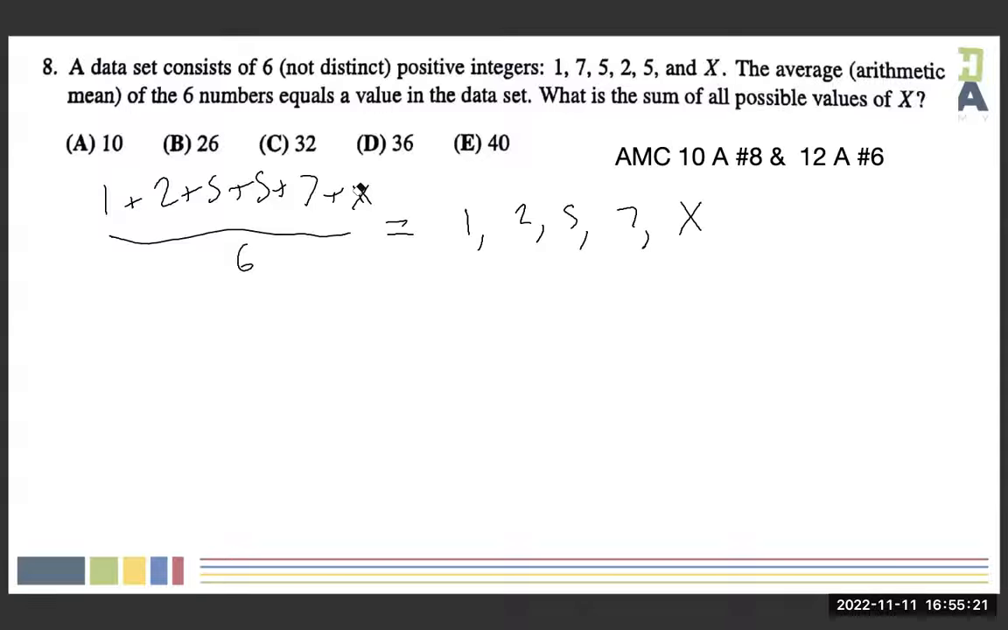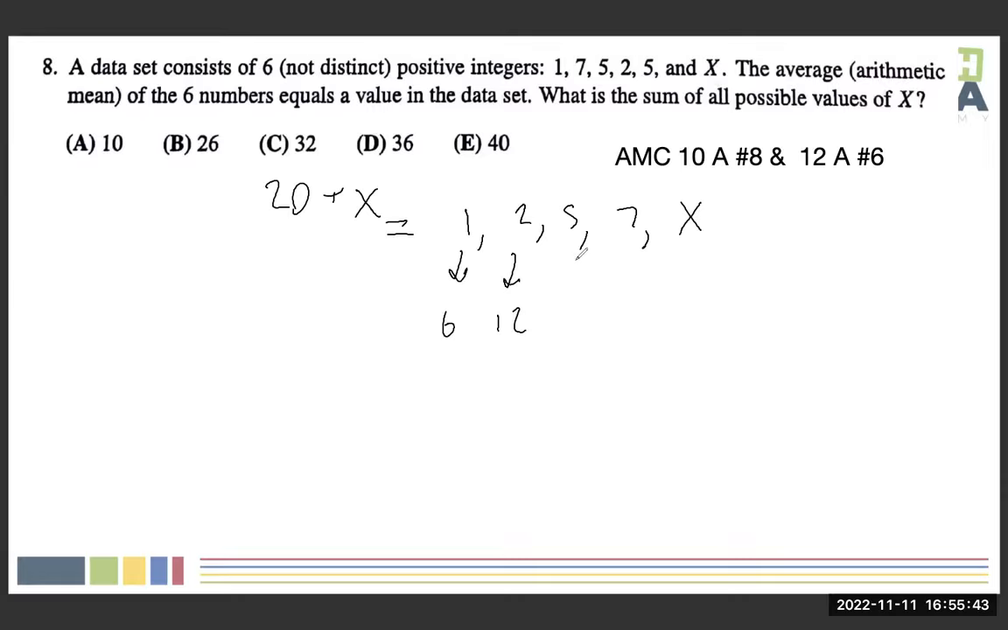And if we simplify this further, this sum here is equal to 20. So (20 plus x) over 6 has to be one of these 5 numbers. Okay, well, let's just multiply both sides of the equation by 6. Well, then this would become 6, this would become 12, this would become 30, this would become 42, and this would become 6x.